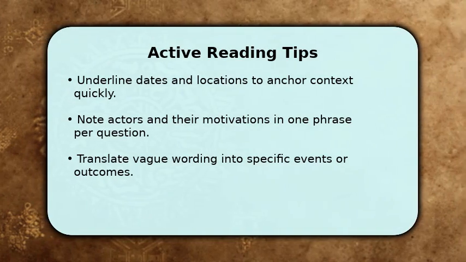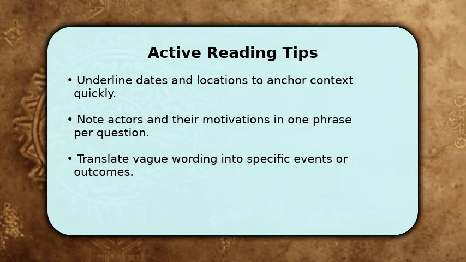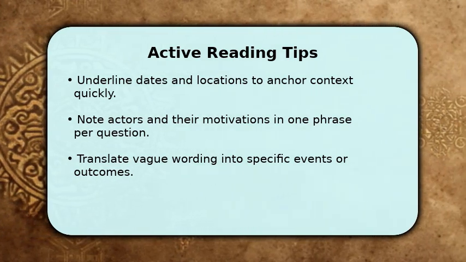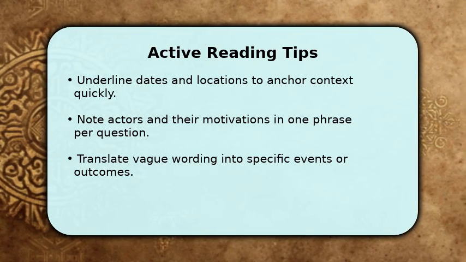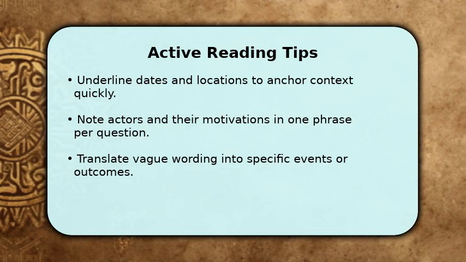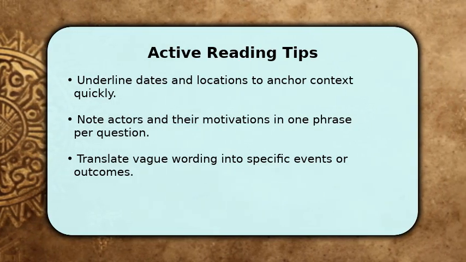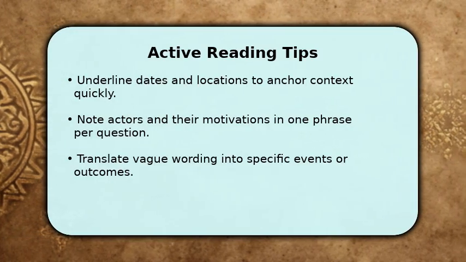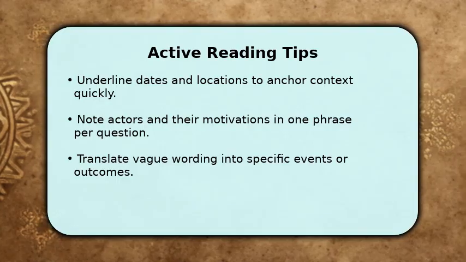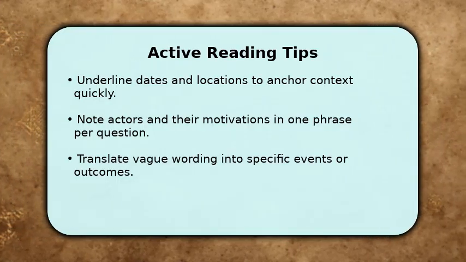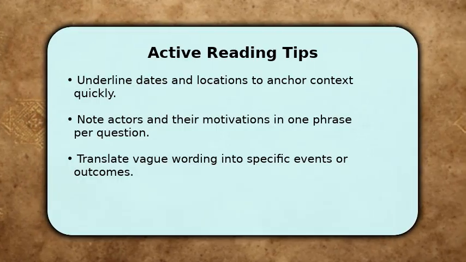Begin active reading by underlining dates and locations to anchor each question, then jot a one-phrase note for actors and motivations. Convert vague wording into concrete events or outcomes to avoid traps, and always cross-check choices against your short context note. Use process of elimination to narrow to 2 plausible answers, then pick the one that best explains causation or continuity, which usually reflects AP-style reasoning and intent.